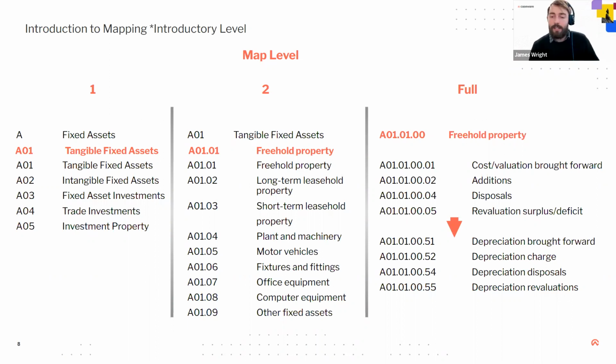And the interesting thing about this is it's reflected for the depreciation as well, as you can see here. So 51 is the brought forward, 52 is the charge, so it's essentially the equivalent of an addition. 54 is the equivalent of the disposals as well. So that's something to bear in mind to speed up your mapping process.